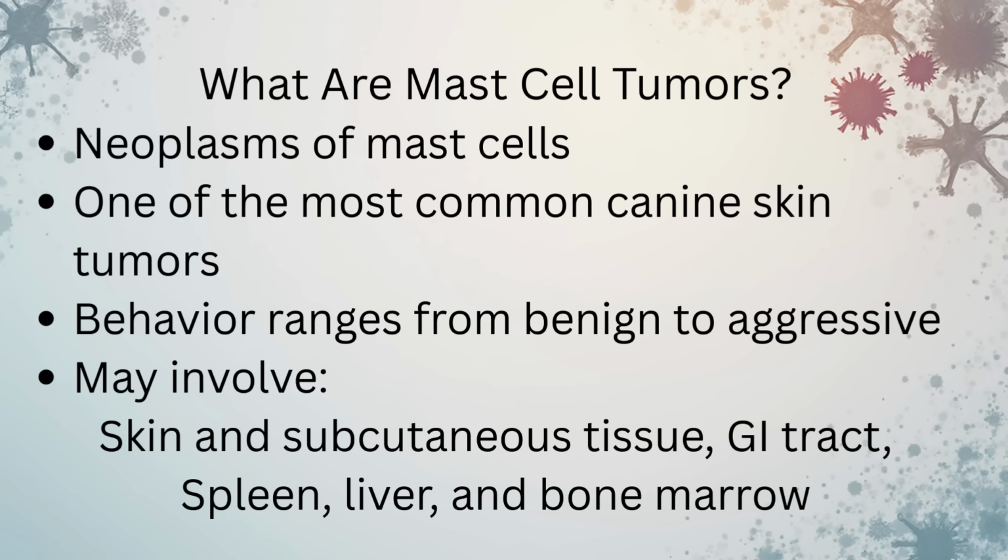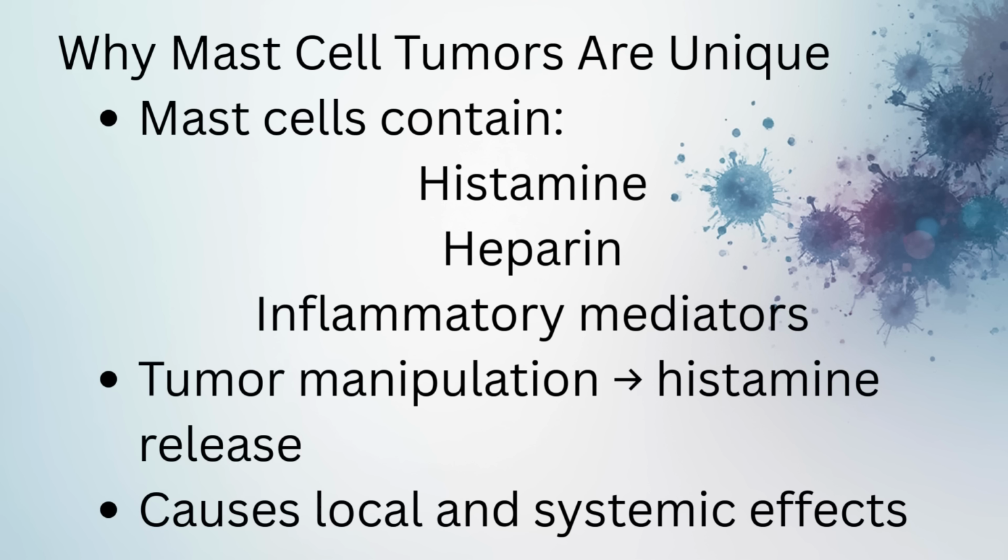What are mast cell tumors? They are neoplasms of mast cells, one of the most common canine skin tumors. The behavior of these tumors ranges from benign to aggressive. The tumor may involve skin and subcutaneous tissue, the gastrointestinal tract, spleen, liver, and bone marrow. Mast cells contain histamine, heparin, and inflammatory mediators. Tumor manipulation produces histamine release.